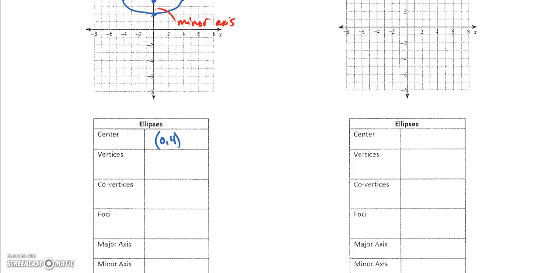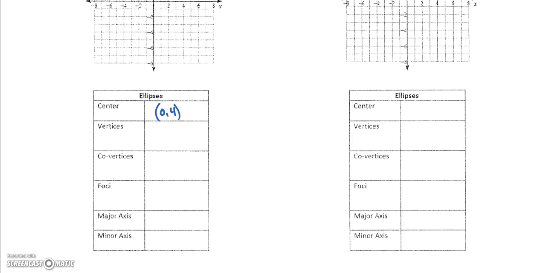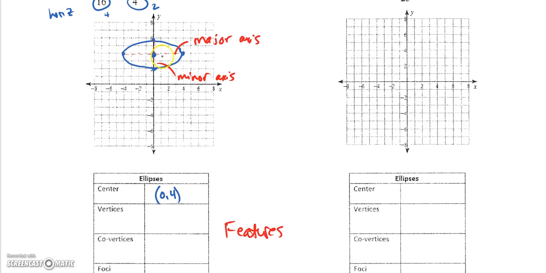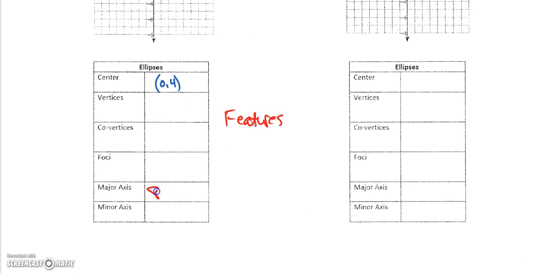So that's something we need to find. That's one of our key features. Okay, so these are features down here, key information. So our major axis, we want the length of it. My major axis, I went 4 in each direction, so that's going to be 8 units. Minor axis, I went 2 up, 2 down, so that's 4 units.